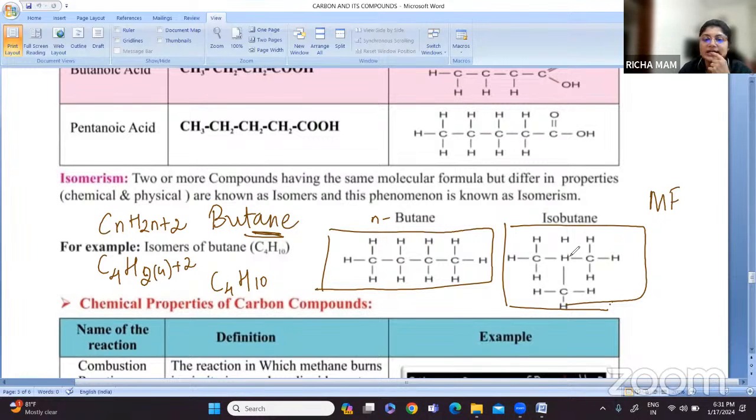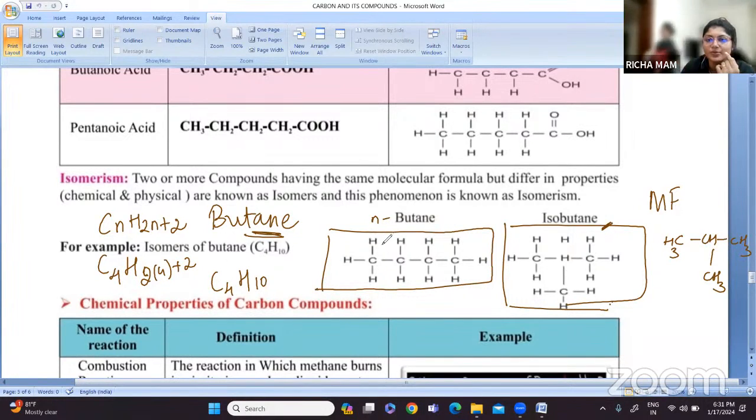And this is isobutane. How do I write isobutane? I'll show you. CH3, CH, CH3, CH3. So this is isobutane. So n-butane and isobutane are the compounds. So whenever you have isomers, the butane can be of two kinds.